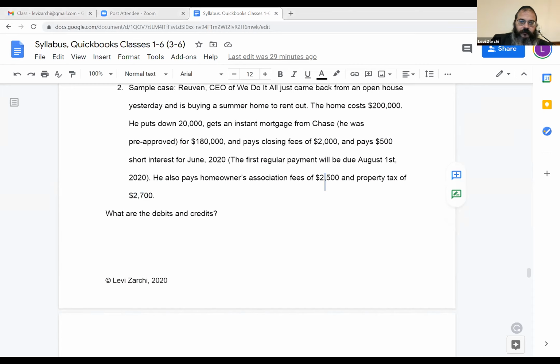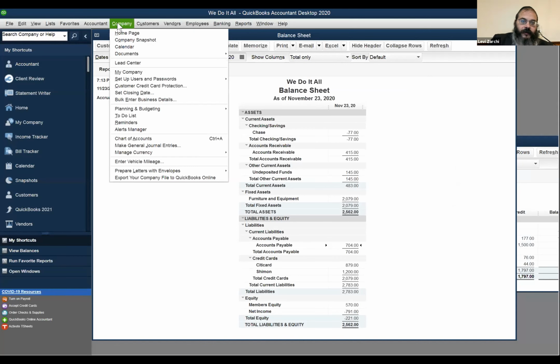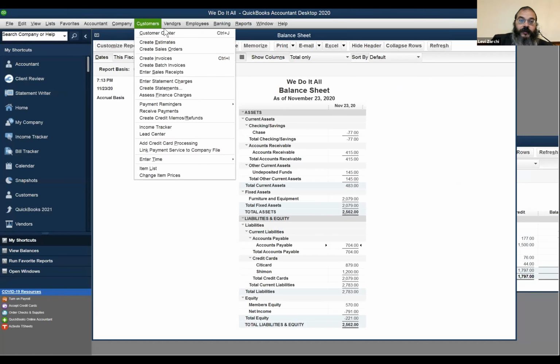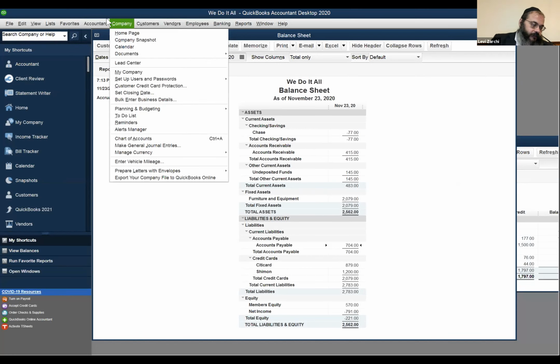So I'm going to bring up now the journal, and we'll see how this goes in. Let's share the screen for the QuickBooks. Okay, so right now I'm going back to make general journal entries because this is what we're going to do. Company, it doesn't make a difference if you're in the balance sheet or at the home page. You can always access your menus from whichever report you're in. Go into company and make general journal entries.